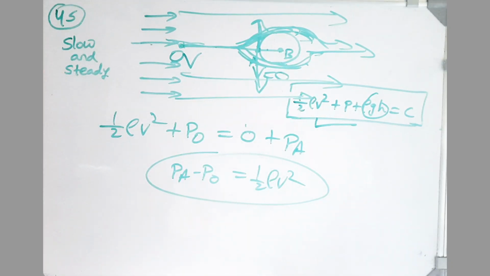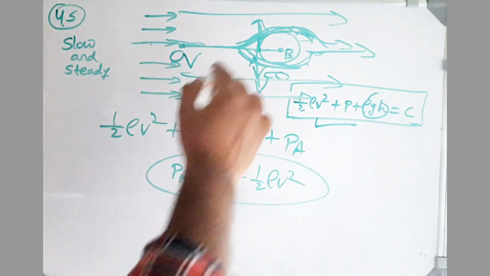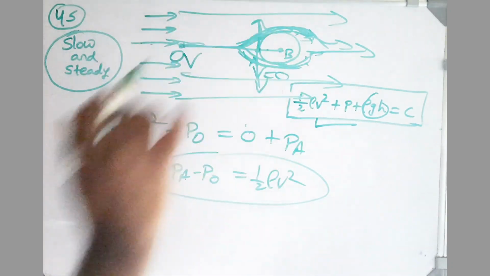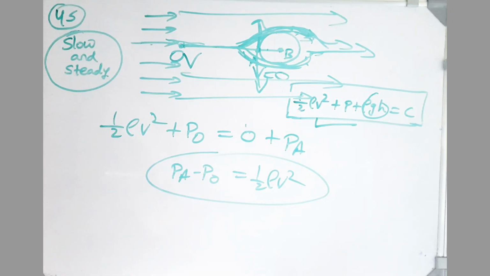The fourth option is on each side of the central streamline OA, the flow will be deflected around the object. That is right, friends, because the flow is like this. Because it is slow and steady state, that is why it is following like this. So our options A is right, B is right, and D is right.